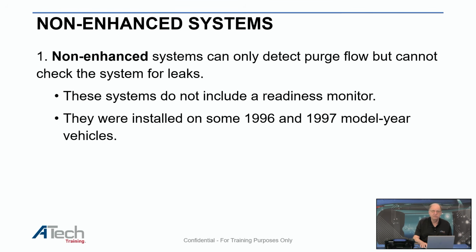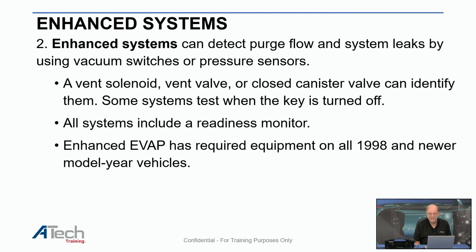So the next thing that the EPA wanted us to do was come up with an enhanced system. They can detect the purge flow and system leaks. They have vacuum switches or pressure sensors they could use. We have a vent solenoid, a vent valve, or a closed canister valve that can identify them. So those are some of the systems there. We also noticed that the canister was usually moved to the back of the vehicle instead of underneath the hood to keep from having heat affect it. All systems had a readiness monitor. That would be under Mode 1 on your OBD2 scan tool. The enhanced EVAP systems were required on all '98 and newer model years.